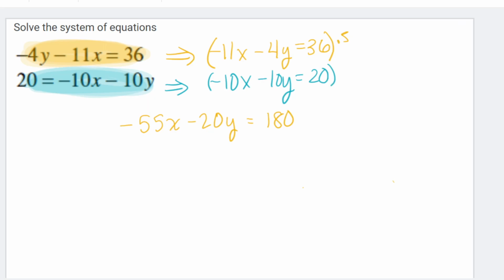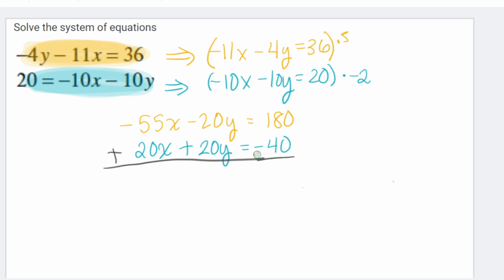Now on this one, when I go to make my blue have a 20y, I want it to say plus 20y. So I need to change the sign of that 10y that's there. So I'm going to multiply by a negative. And to go from 10 to 20, that would be a negative 2. So negative 10x times negative 2 is a positive 20x. Negative 10y times negative 2 is positive 20y. And 20 times negative 2 is negative 40.